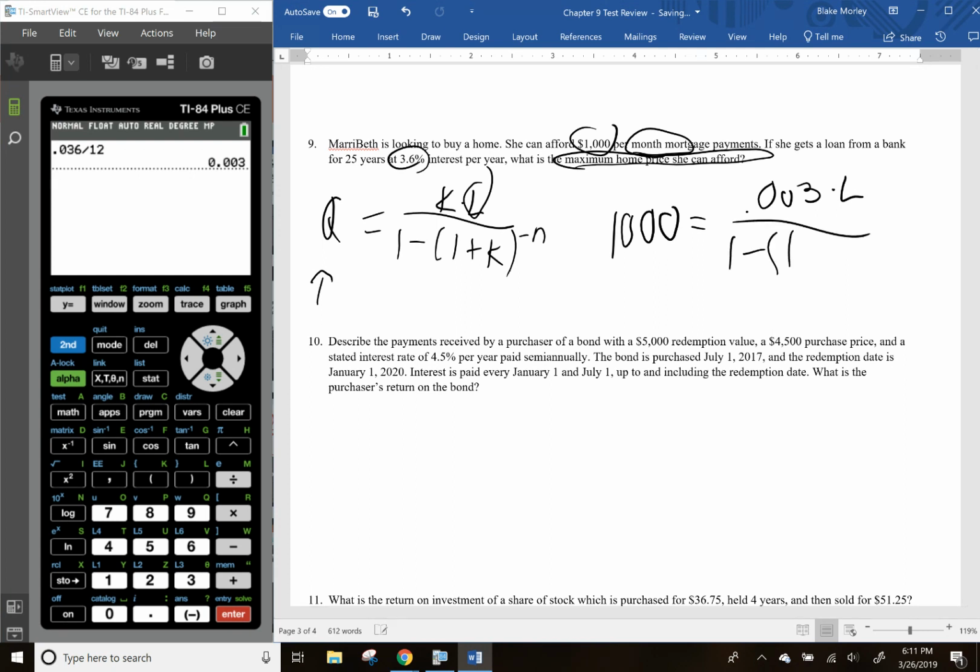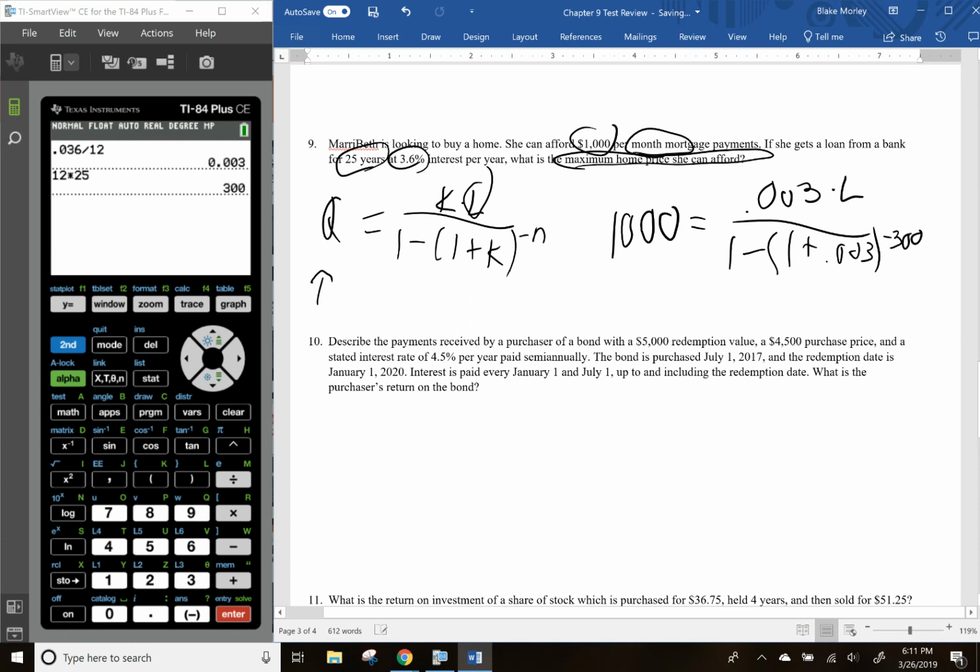1 minus 1 plus 0.003 to the negative n power. So it's 25 years, 12 months a year for 25 years. So 12 times 25, that's 300. So negative 300 power. All right.